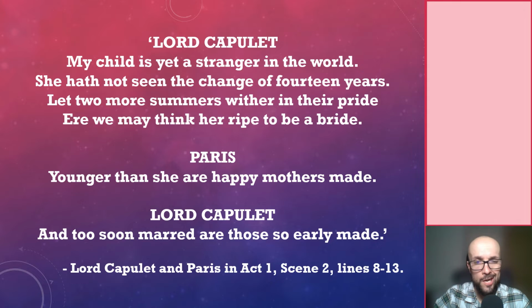Speaking of Juliet, let's consider how other characters discuss her age, suitability for marriage, and her maturity. To do so, let's have a look at a short exchange held between Lord Capulet and Paris, which occurs in Act 1, Scene 2, and it is: "My child is yet a stranger in the world. She hath not seen the change of 14 years. Let 2 more summers wither in their pride, ere we may think her ripe to be a bride. Younger than she are happy mothers made, and too soon marred are those so early made."